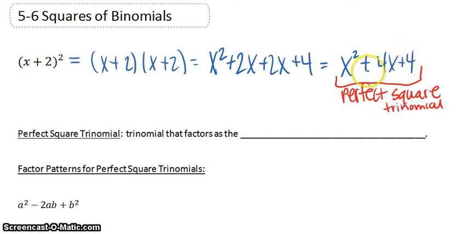Okay, so the perfect square trinomial, obviously we know what a trinomial is, but perfect square means it's coming from something like this, where x plus 2 is squared. So it's (x + 2) times (x + 2). That will give us a perfect square trinomial. So (x - 1) squared, whatever you get from there, that's a perfect square trinomial. Okay? So a perfect square trinomial is a trinomial that factors as the square of a binomial.